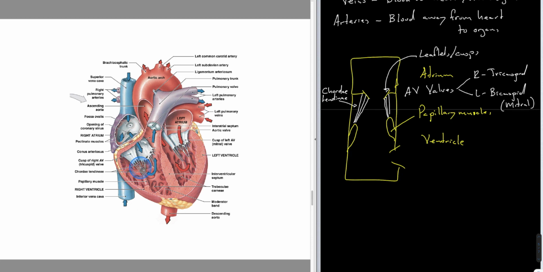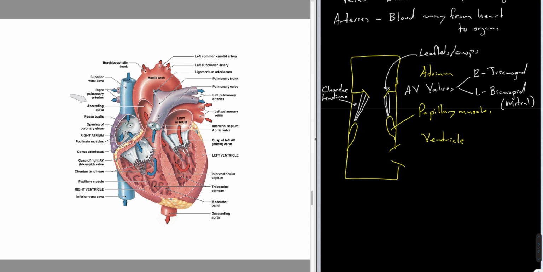Okay, here's those little cords. Now, these valves are meant to be one way. So, when blood flows through them, when the ventricles contract, we want this valve to close and force the next valves open. The valves leading out of the ventricles are called the semilunar valves, and that's because of their shape. They look like half moons, so semilunar.